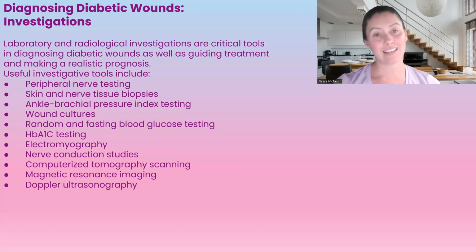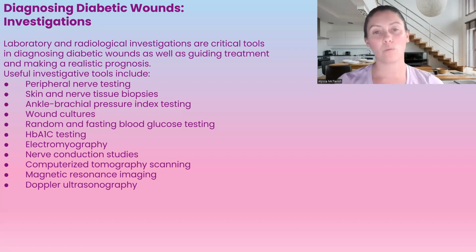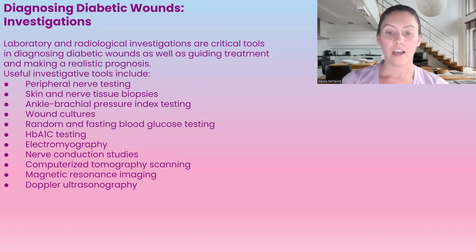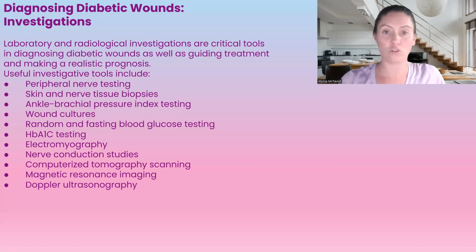Checking random and fasting blood glucose, because we want to make sure that we're optimizing our blood sugars, okay? We're getting our A1C checked, making sure that we're within normal ranges. This will help heal, okay? Nerve conduction studies, MRI, Dopplers, all super important, all tests that we can use to help investigate our diabetic wounds.